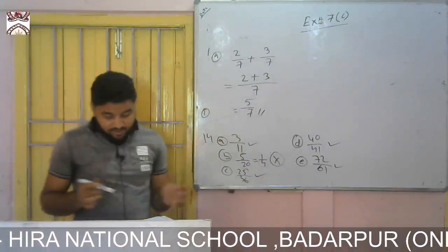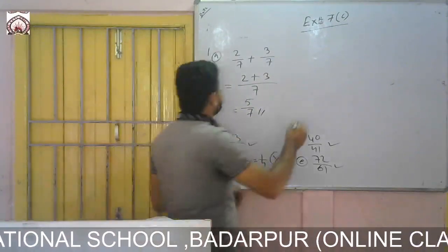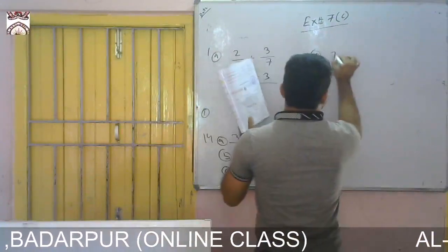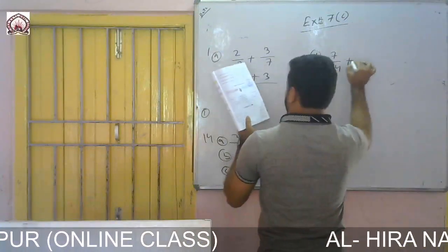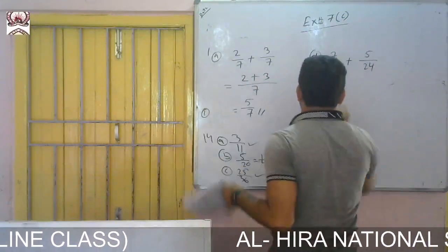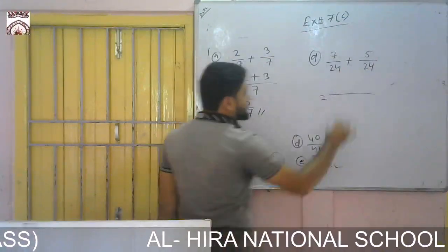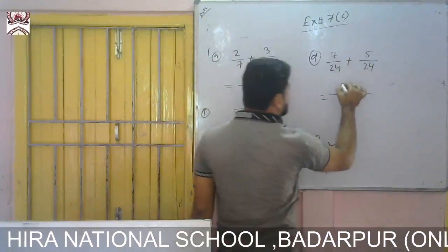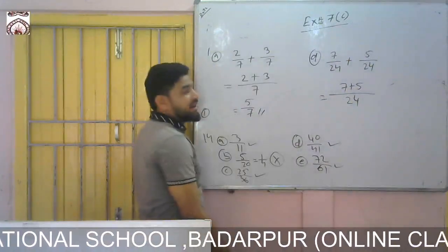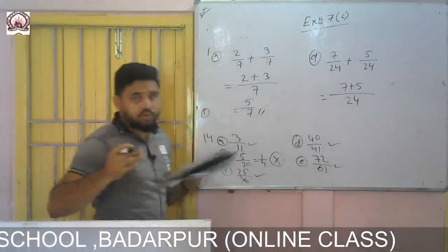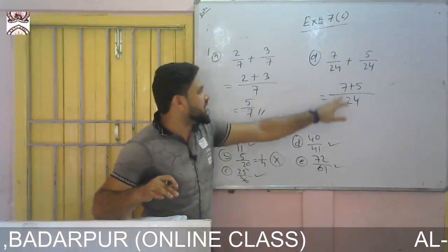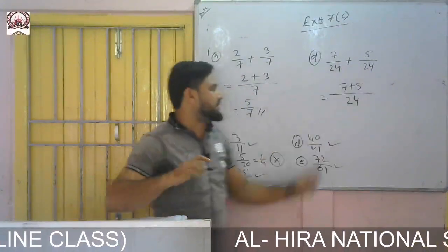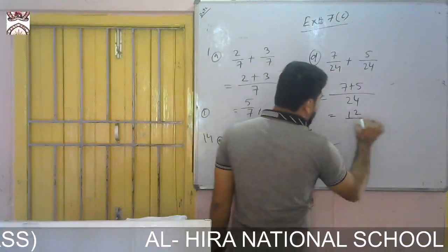Now come to question number D. So question number D is 7 by 24 plus 5 by 24. Since the denominators are same, the LCM will be 24, and you can add the numbers directly. By the rule also you can do it, and the answer will come the same. 24 divided by 24 is 1, 1 into 7 is 7. Then 24 divided by 24 is 1, 1 into 5 is 5. So it is 12 by 24.